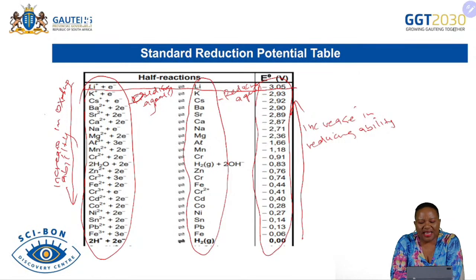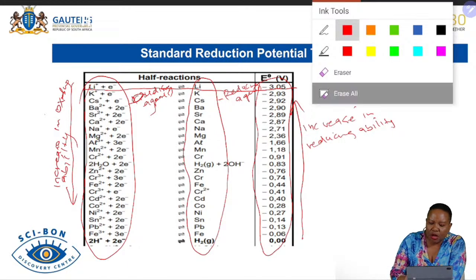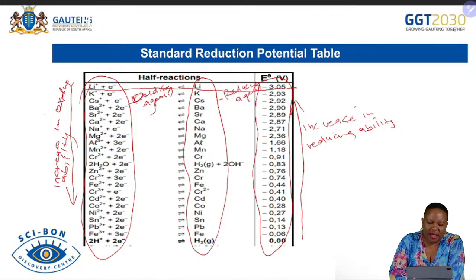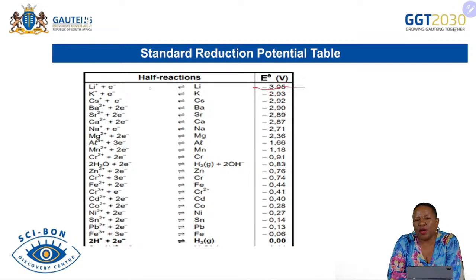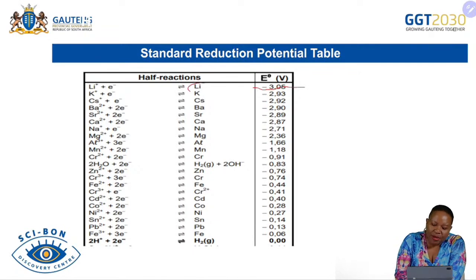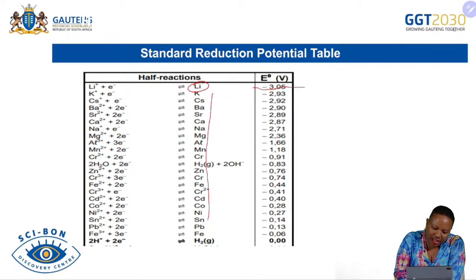When you look at the lithium half cell, it is the one that has the lowest cell potential, lithium, minus 3,05, as you compare to all the other half cells. So it means the reducing ability of lithium is the strongest compared to all the others that follow after. So lithium is the strongest reducing agent.